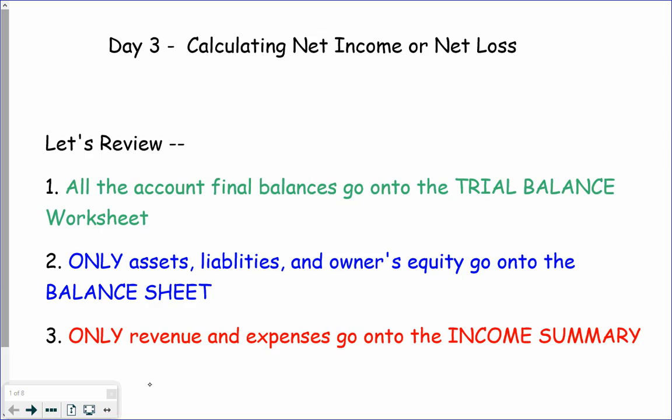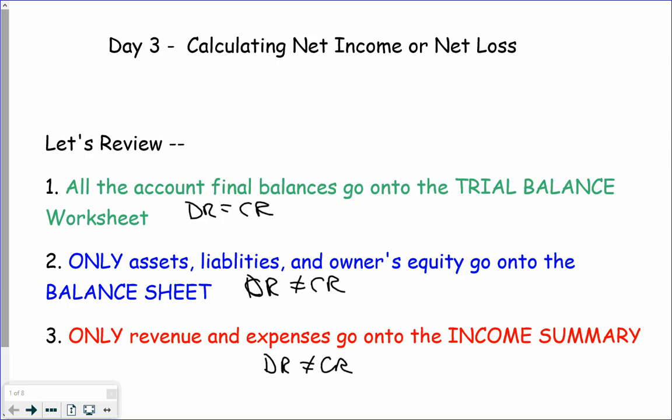There's 3 columns. There's the trial balance, there's the balance sheet, and then there's the income summary. So everything goes on the trial balance. Only assets, liabilities, and owner's equity go on the balance sheet, and only revenue and expenses go on the income summary. Okay. This one, debits will equal credits. This one, debits will not equal credits.